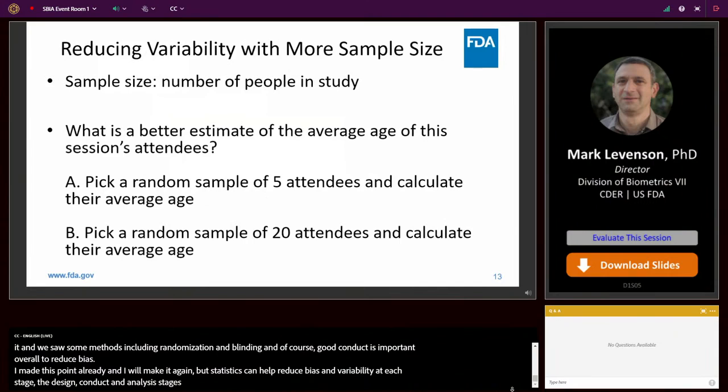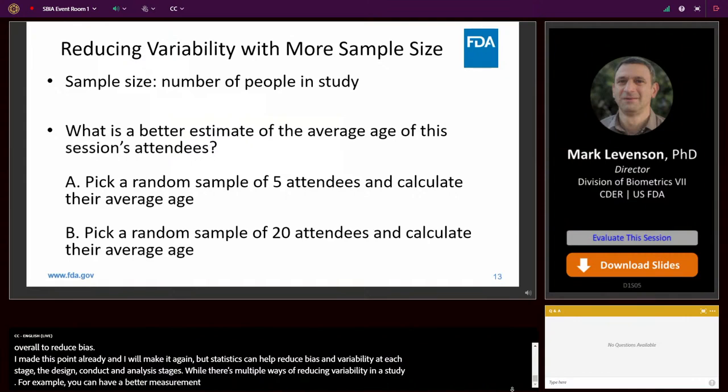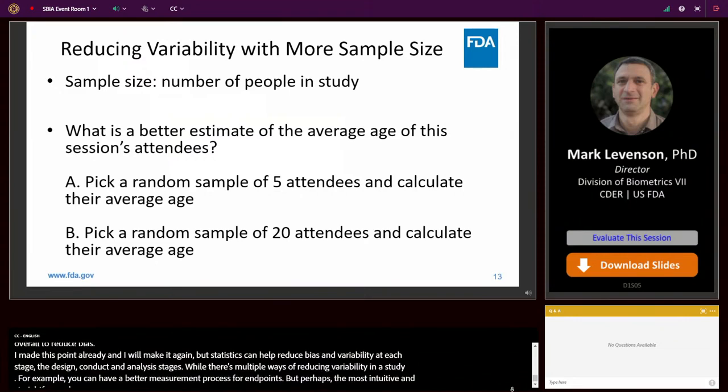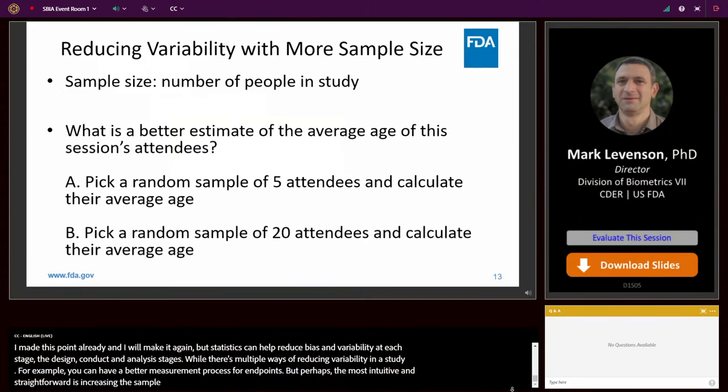Well, there are multiple ways of reducing variability in a study. For example, you can have a better measurement process for endpoints. But perhaps the most intuitive and straightforward is increasing the sample size. So of course, sample size is the number of people in the study. I think we all have some intuition here.